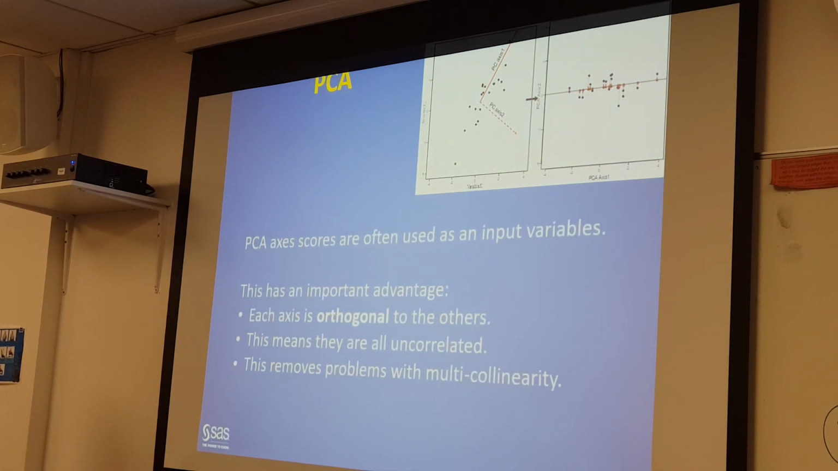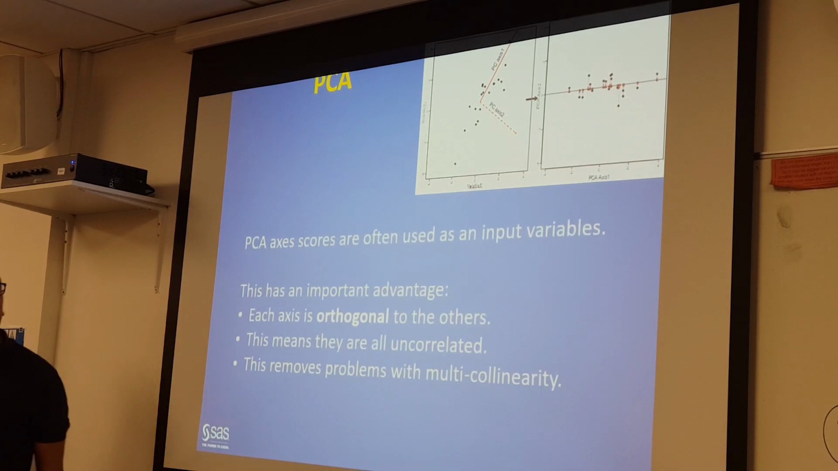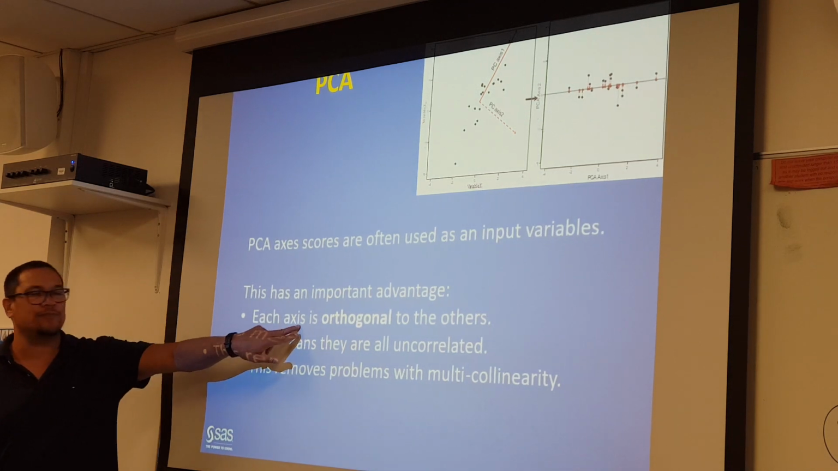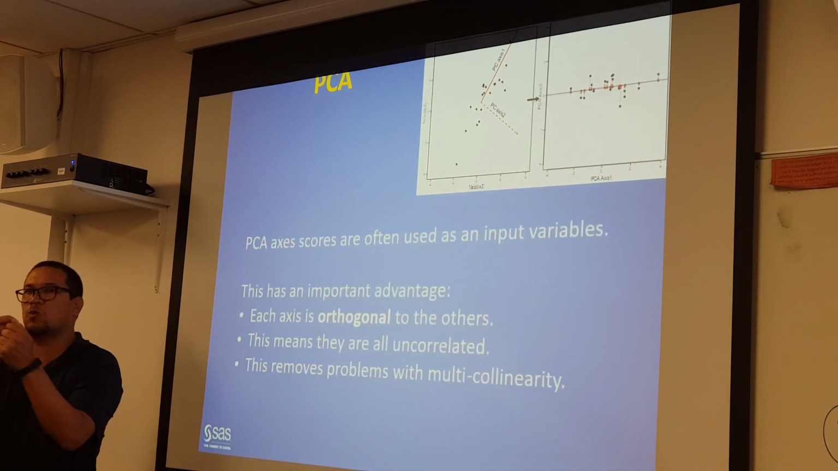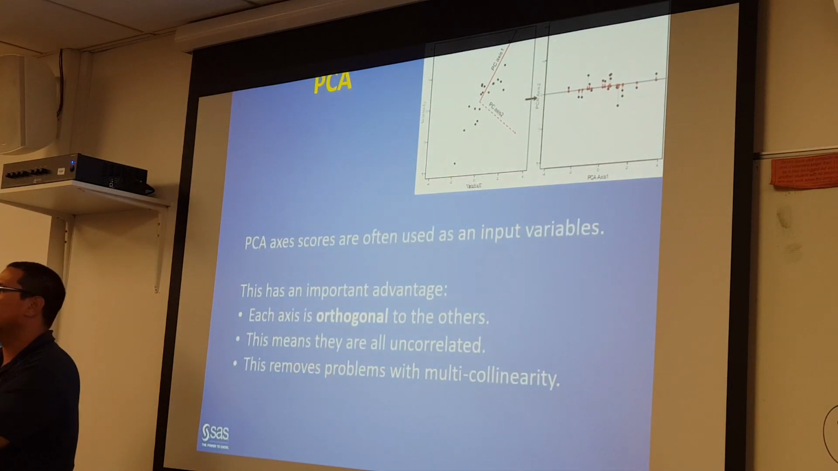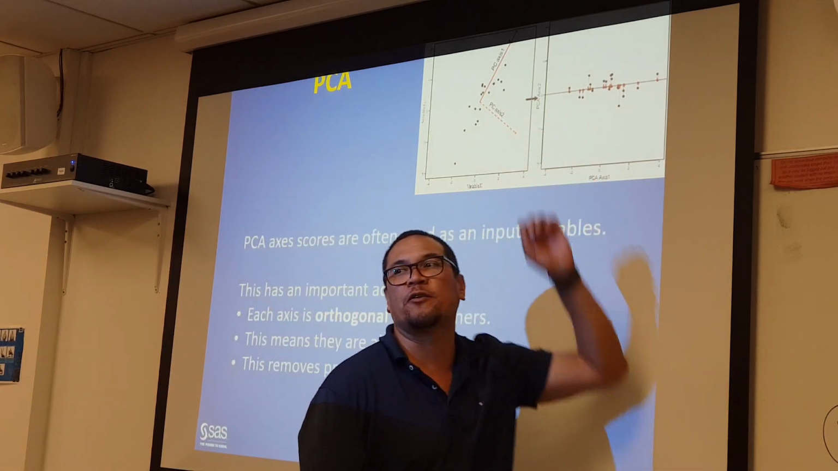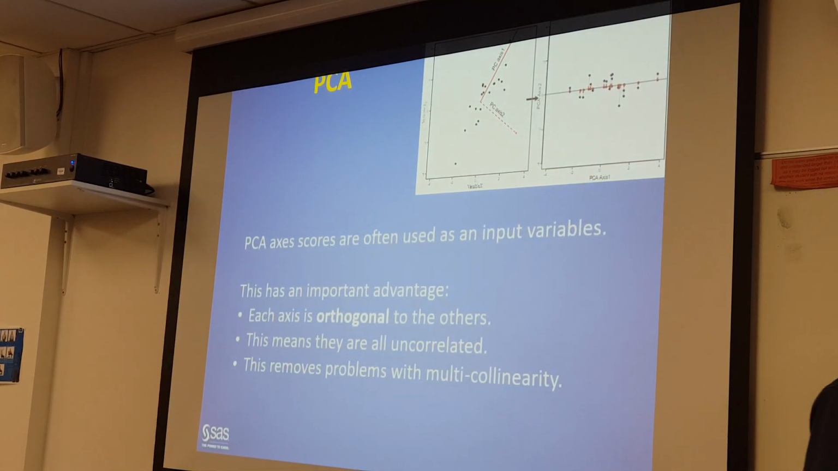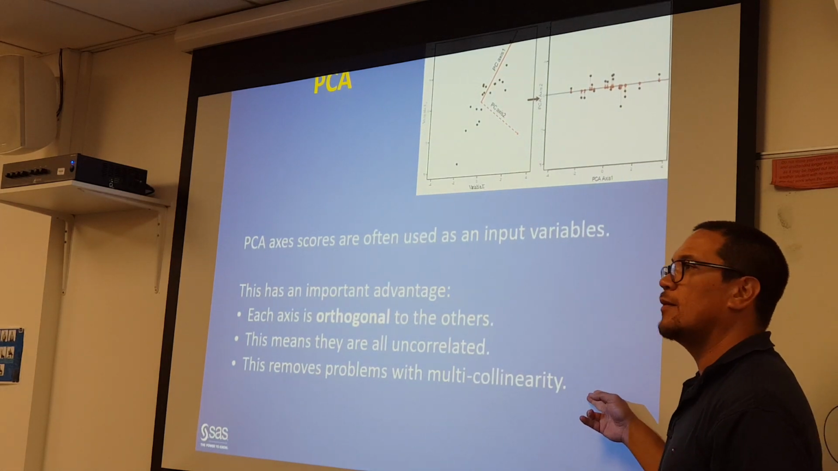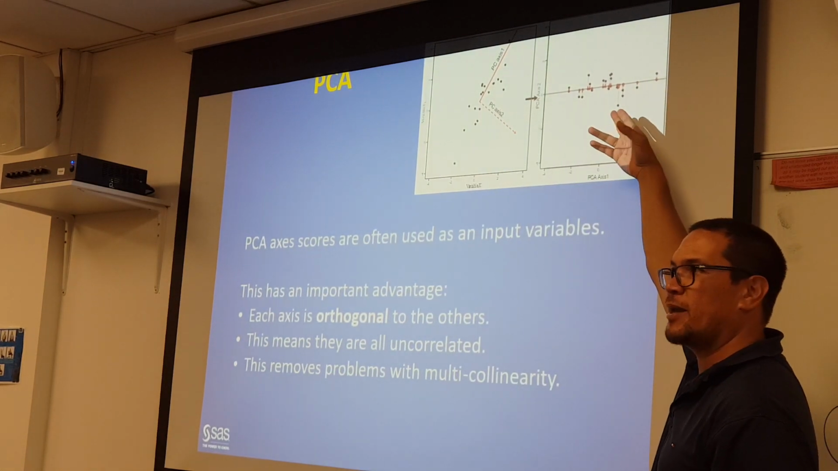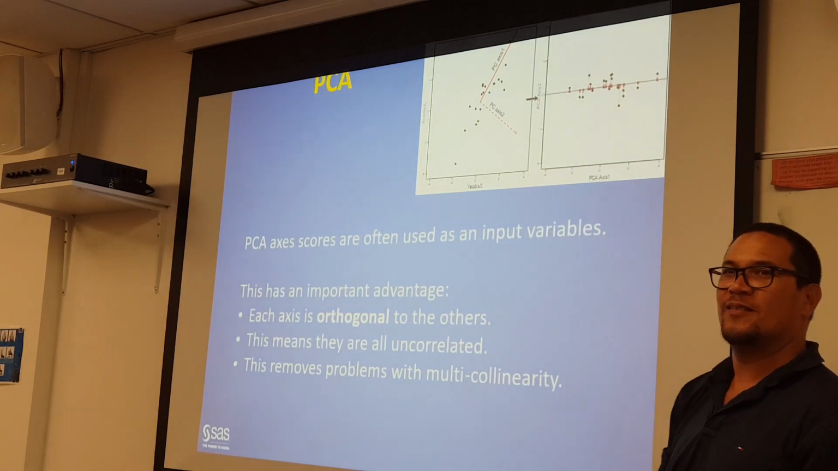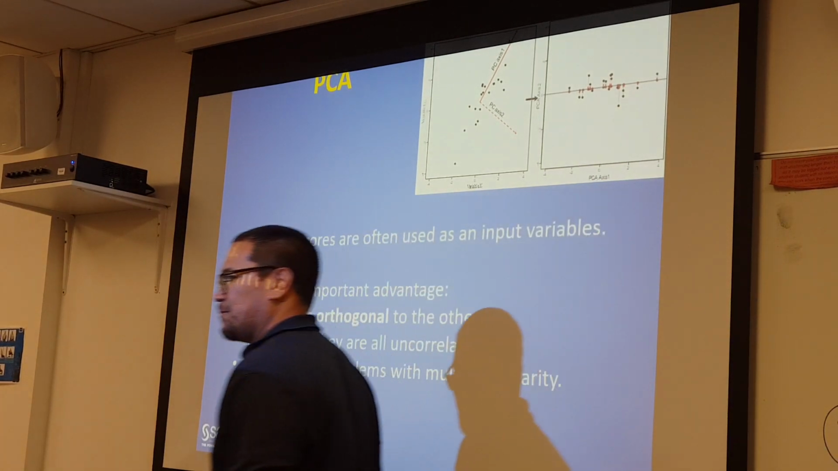Often, regularly, people use PCA axis scores as their input variables into a regression. This is pretty useful because each axis is orthogonal to the others. So rather than using x1 and x2, they use PC1 and PC2. And we know that PC1 and PC2 are going to be uncorrelated with one another, so I will have no problems with multicollinearity. Well, I was incorrect when I said completely independent. What I mean is that they are uncorrelated with one another. They are not necessarily independent of one another.